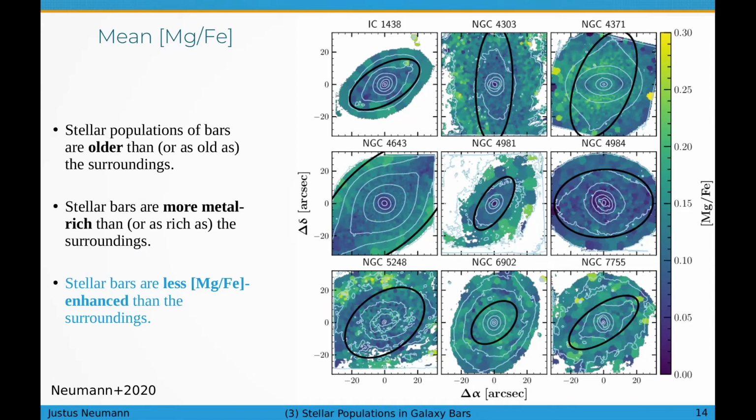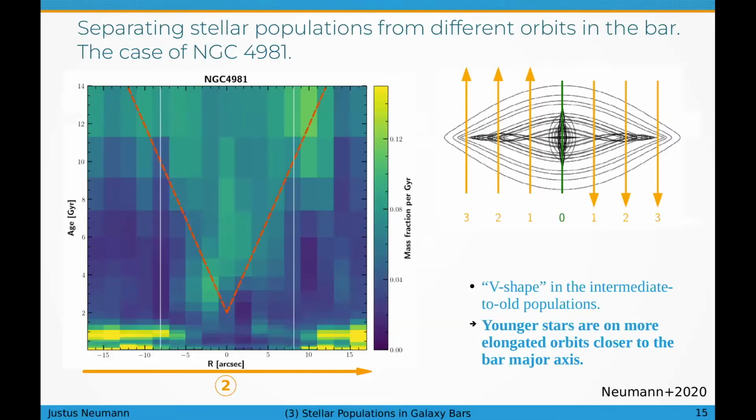And now, instead of showing just the mean values, we can go a step further and look at the full star formation history. To do this, we can't show 2D maps, so we have to make 1D cuts, and we do this the following way. When you look at the top right, you see the main stellar orbits in a bar potential. The bar is here horizontally, and you have these elongated orbits along the bar major axis. What we do here is make cuts perpendicular to these orbits, because this gives us the best possibility to try to separate the different stellar orbits in the bar.